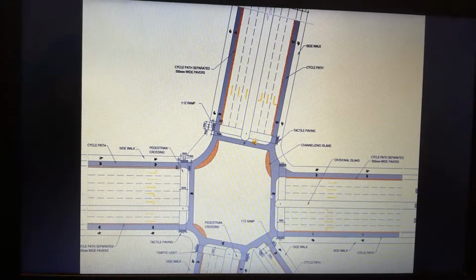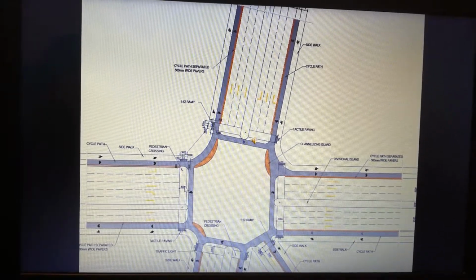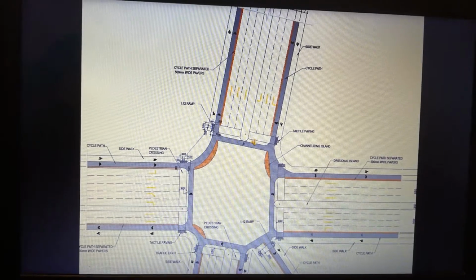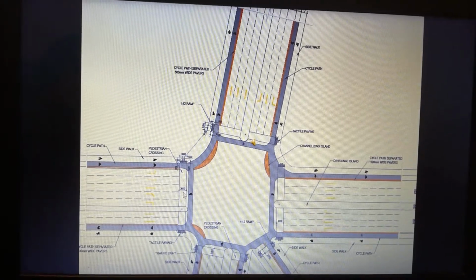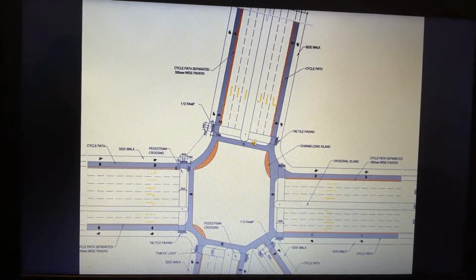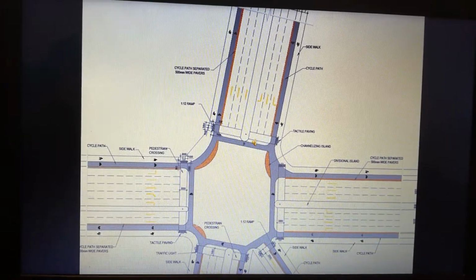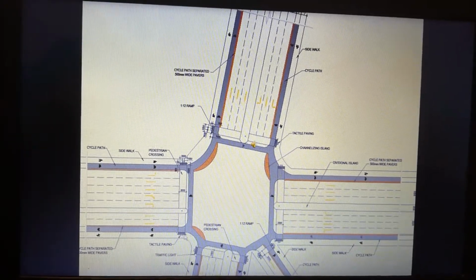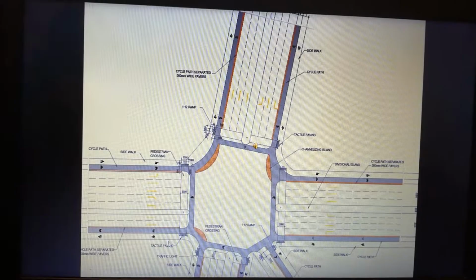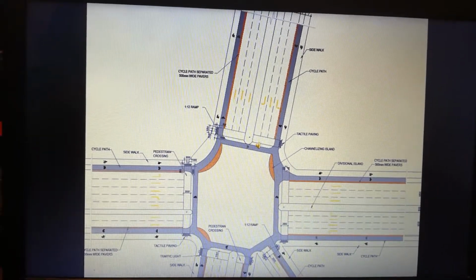We've also got 3-meter wide pedestrian crossings. These are wide enough for disabled people in wheelchairs to go through. They've also got ramps at each end, which are at 1 in 12, with tactile pavers at the tails of the ramp. Those are also there for visually impaired people.